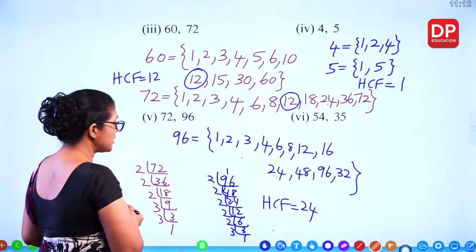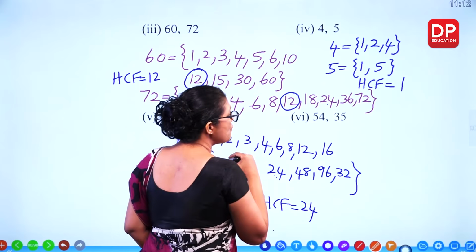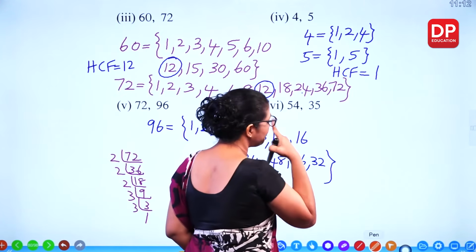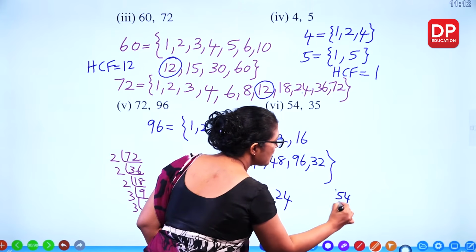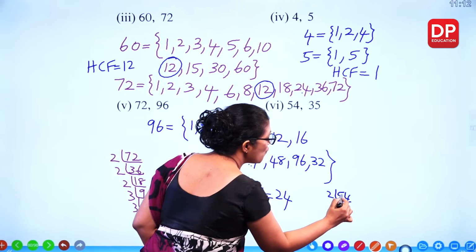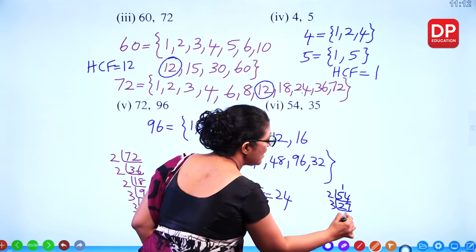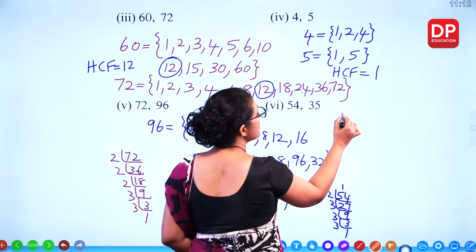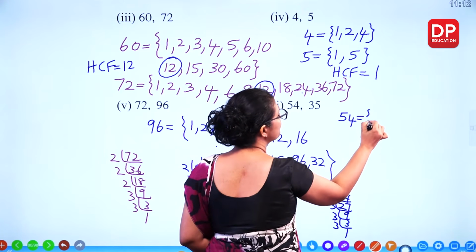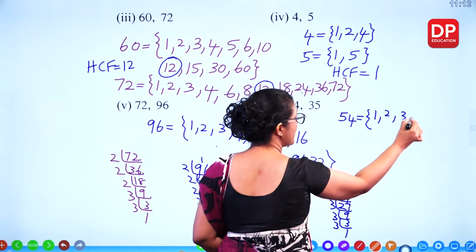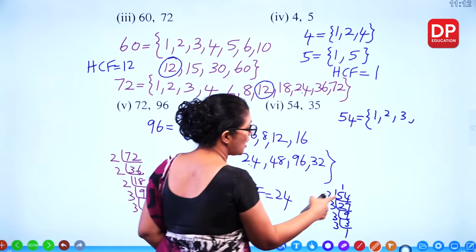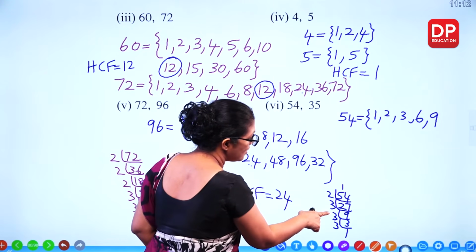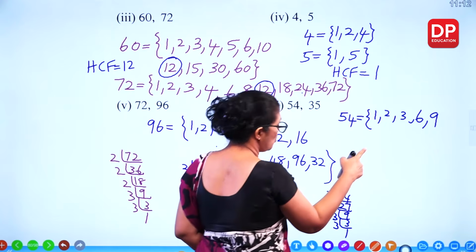Now we'll do the last part. 54 and 35. So 54, divide and see. 2 times 2, 4, 7. And then you get 9, 3, 3. So what are the factors of 54? 1, 2, 3. And then 2 times 3, 6. 9. Then 9 times 2, 18.